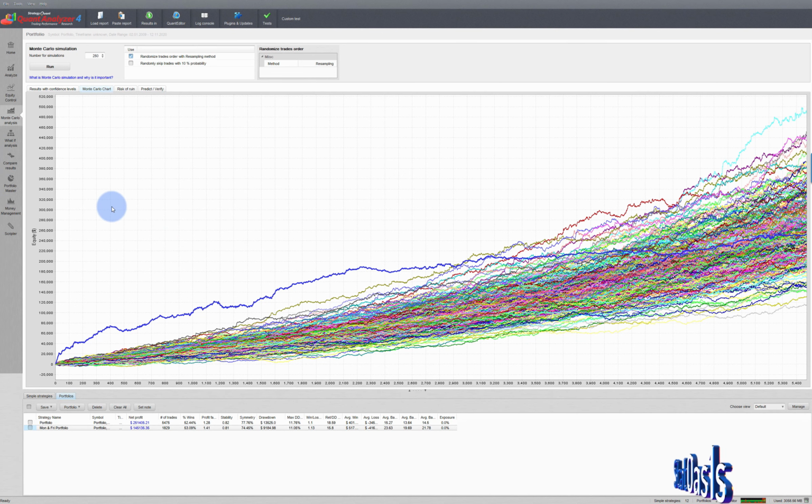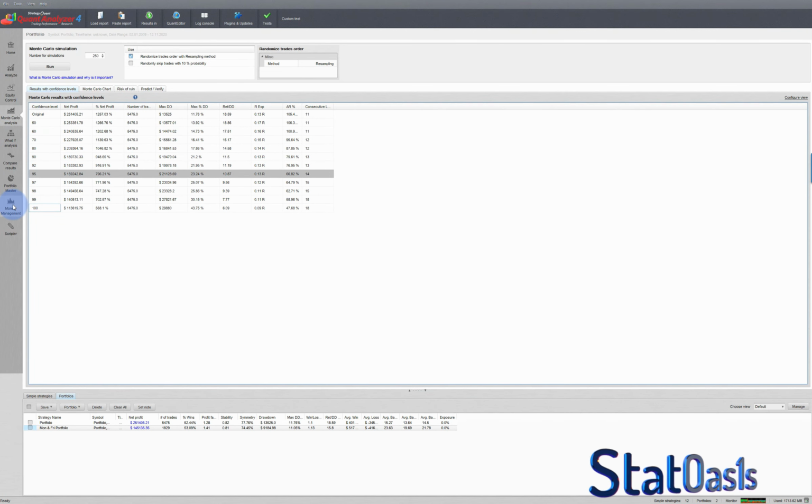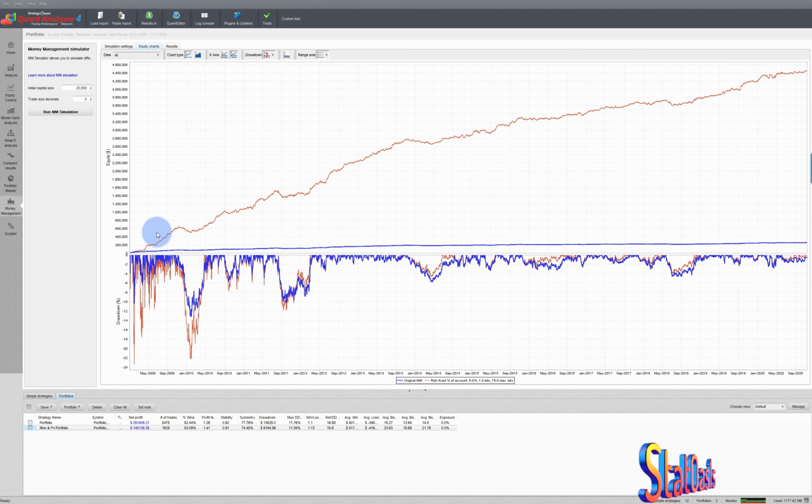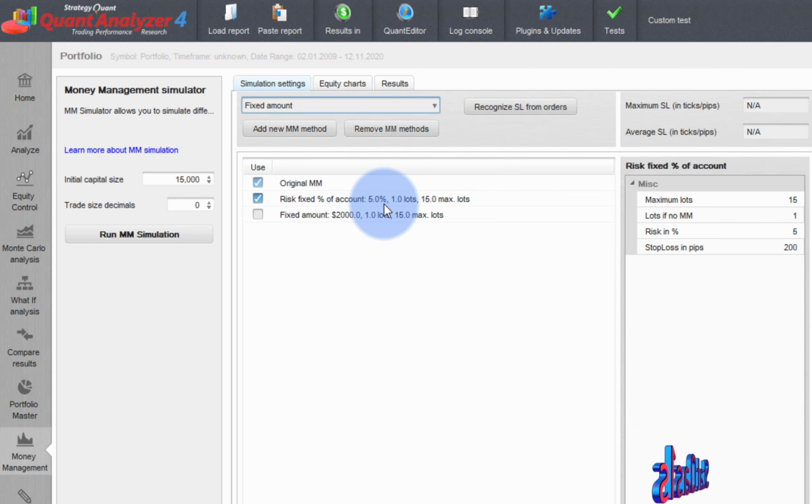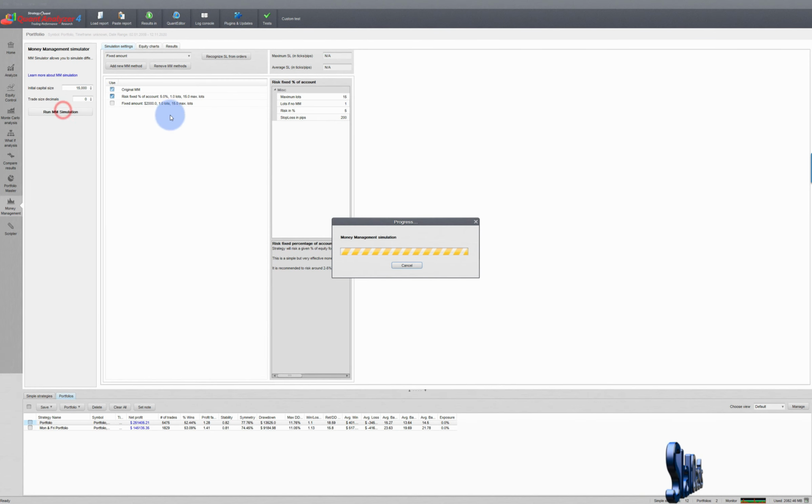Now we can do something else. We know that 15,000 is good, and 20,000 is even better. So now we go to money management. I put the initial deposit at 15. The simulation I'm going to run is the fixed percent account, 5% per trade on one lot. And when my account grows, I'm going to allow it to trade a maximum of 15 lots. That means 15 contracts. And I'm going to run a simulation.